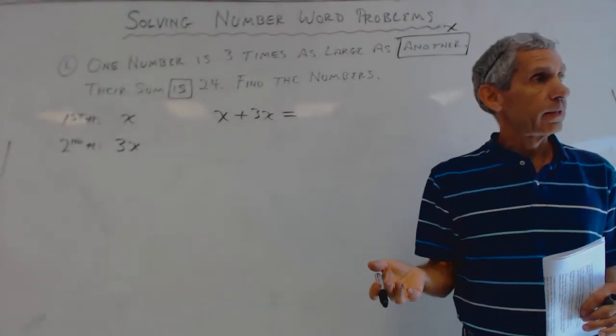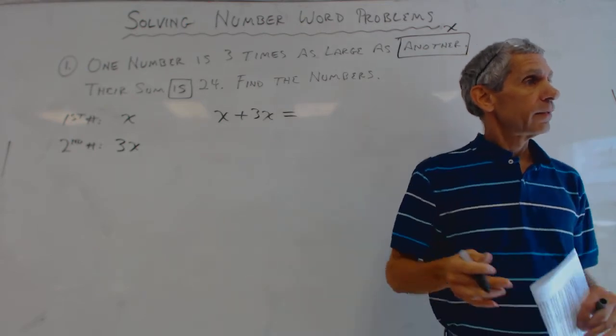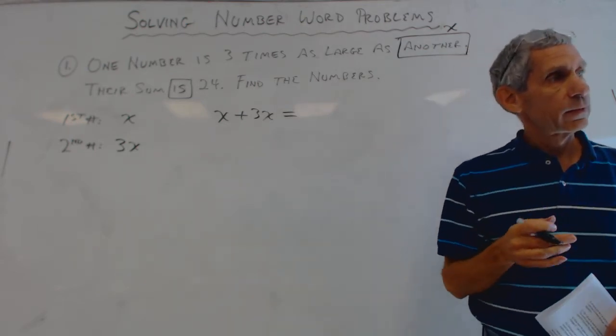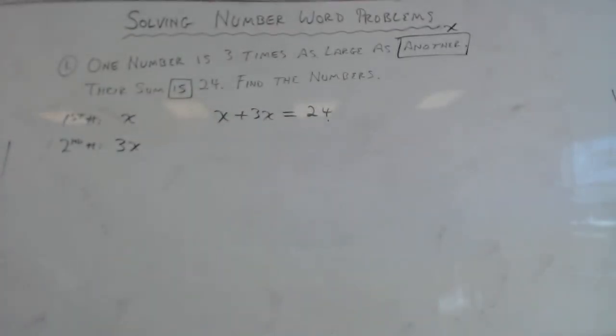Was, or will be, past tense or future tense of the verb to be, right? It's the same thing. Whenever you say they were, that's equals. You see what I mean? Or will be, that's equals. But is definitely equals. x plus 3x is 24. Oh my gosh, now I have my equation.